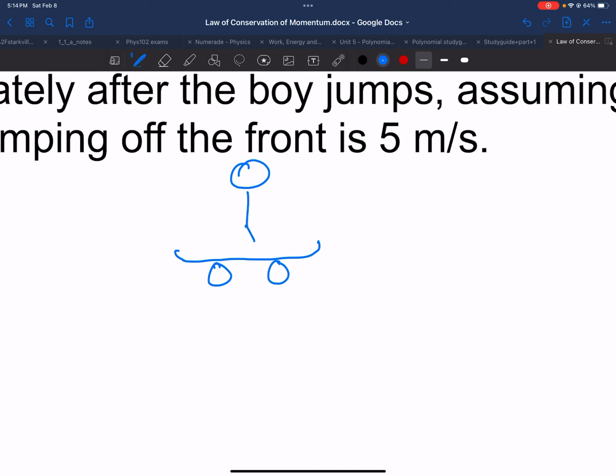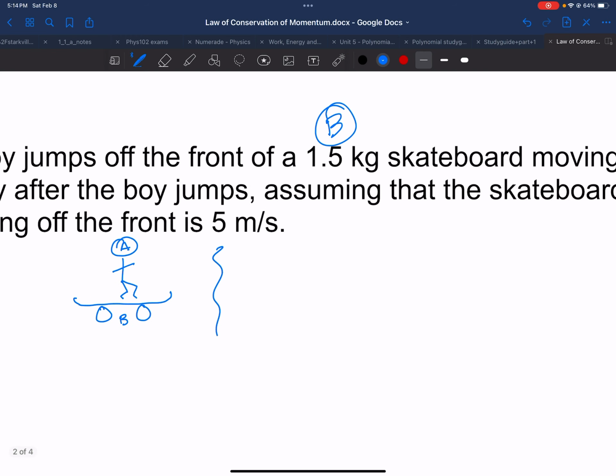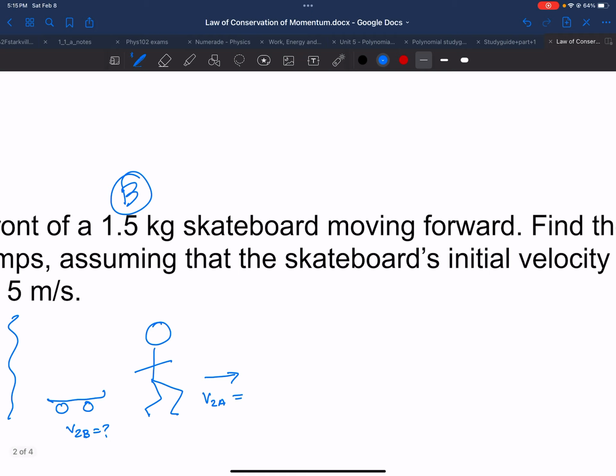Give me a hot minute to draw the skateboarder. Okay, that's object A. This is object B. They are together, and then it says the boy jumps off the front of the skateboard. So the boy is going to the front, going this direction, and then something is happening to the skateboard. We're not sure if it's going to the left or the right. I'm probably going to guess that it's going to go to the left, but we'll have to find out. That's going to be V2B. That's what we want to know. And this is going to be V2A.